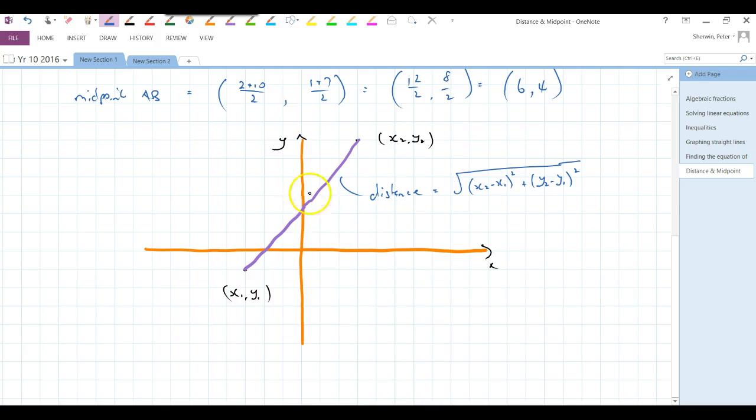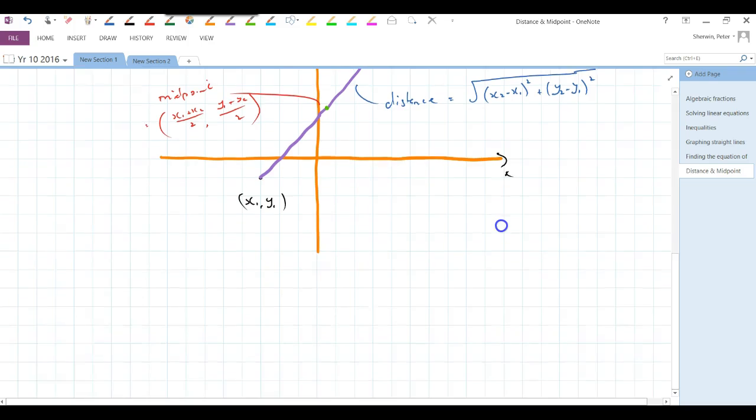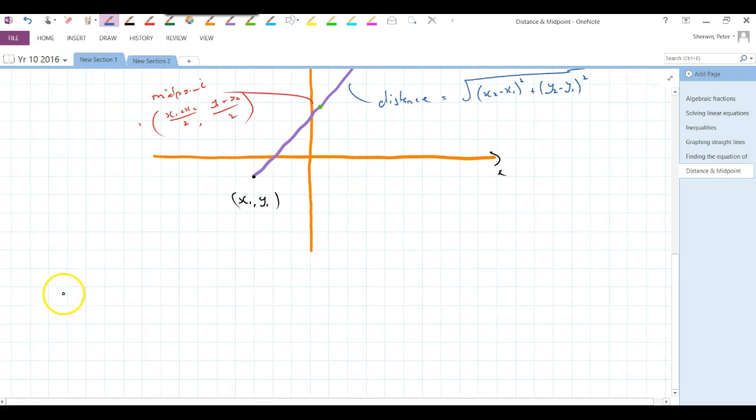Now the midpoint, which is somewhere in here, we're not really sure where it is, our midpoint is equal to the sum of the two x coordinates over 2 and the sum of the two y coordinates over 2. So there are our two formulas that we work with. When you've got the 2 points, you can apply those formulas to find the distance. So we'll just do an example of that.